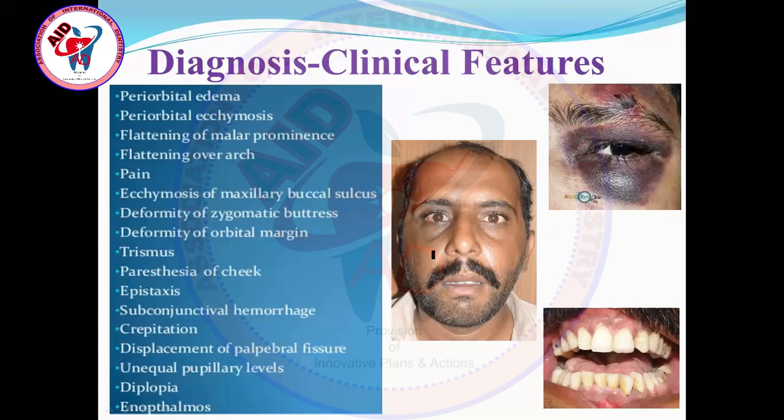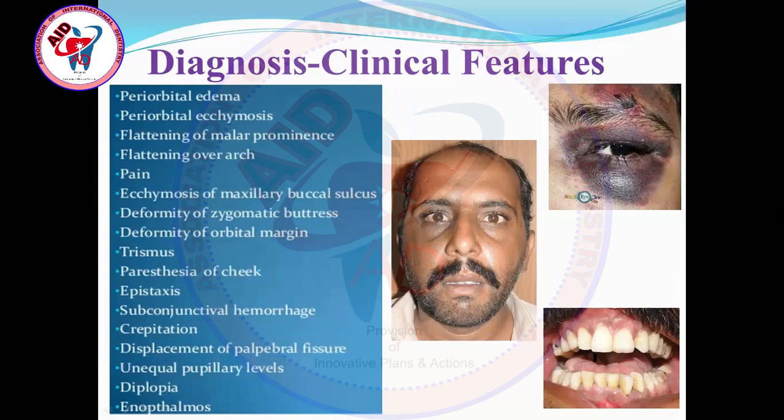But nowadays, due to high velocity injuries, there could be different patterns of fractures of the zygomaticomaxillary complex also. We'll discuss when I show the cases. There are different types of fractures also than this usual pattern. And then deformity of the orbital margin.